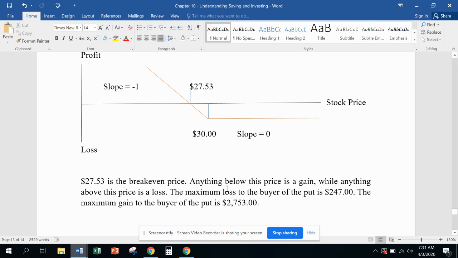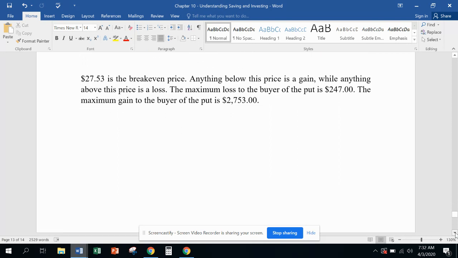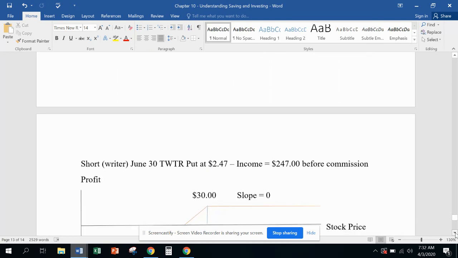Okay. The maximum loss that the buyer of the put can get is $247. So whatever we paid for the premium, whatever we paid to help us sleep at night because we thought Twitter might go to zero, that's all we can lose here. But if Twitter does go to zero, okay, then we could have a maximum theoretical gain of $2,753. Okay, because I could buy the stock for zero and sell it for $30 a share. Okay. Now, we'll scroll down here and we're going to take a look at the mirror image again.